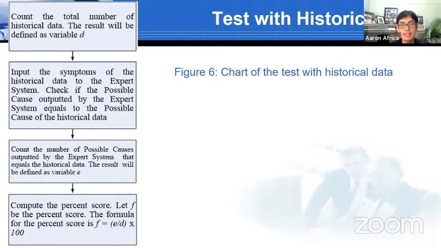Then we compute the percent score. We give it a variable F. That F equals E divided by D times 100.